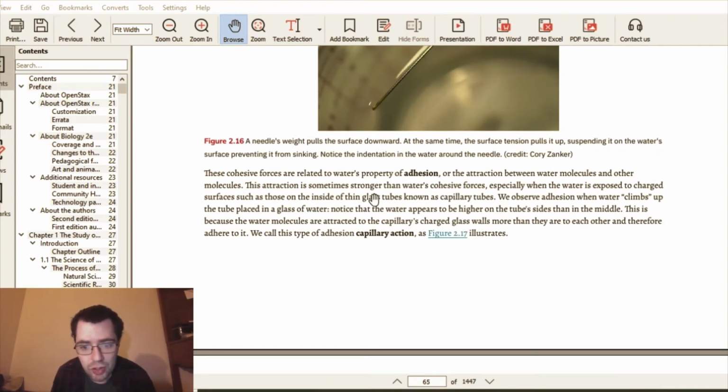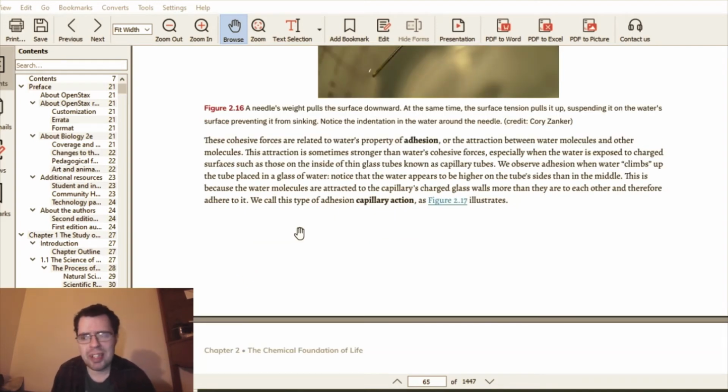This attraction is sometimes stronger than water's cohesive forces, especially when the water is exposed to charged surfaces such as those on the inside of a thin glass tube known as capillary tubes. This is because the water molecules are attracted to the capillary's charged glass walls more than they are to each other, and therefore adhere to it. We call this type of adhesion capillary action, which I think will be important later on down the road in biology.